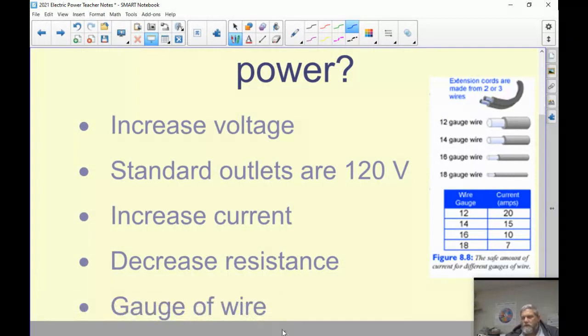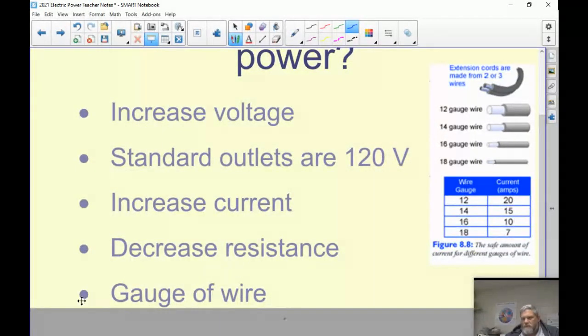To decrease the resistance, you can also get a different gauge of wire. Notice the different numbers show the amount of current that will flow through it. The thicker the wire, the more current will be able to flow through it, as is shown here.